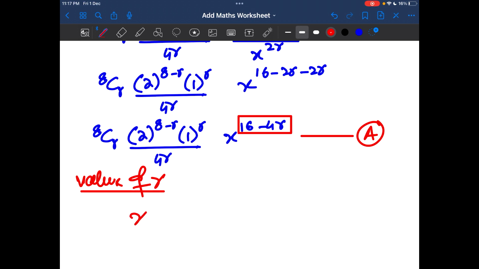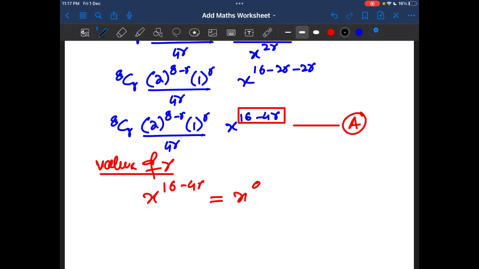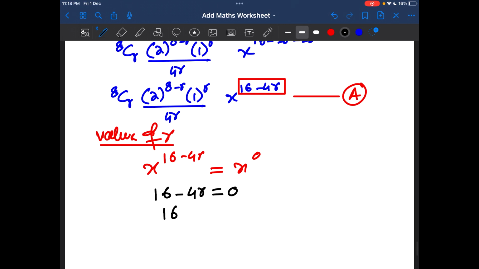So for the value of r, you need to focus on what we need instead of 16 minus 4r in the power. We need x power 0. So you're going to compare the x power 16 minus 4r with the x power 0. Bases are same, so we are going to equate the power. 16 minus 4r equals 0. 16 is equal to 4r, and I'll get the value of r after simplification as 4.